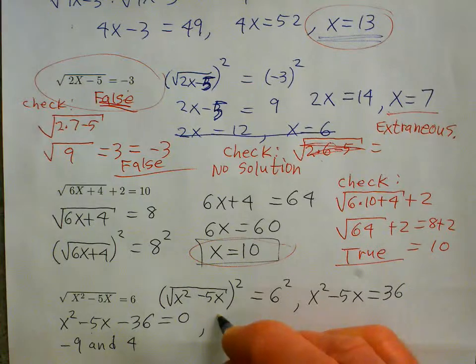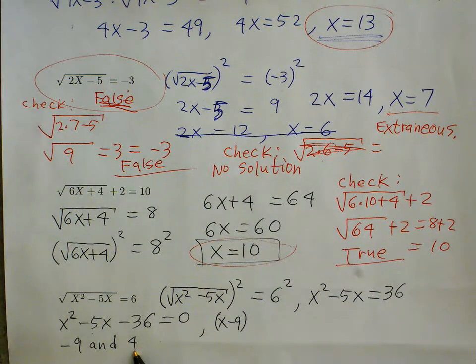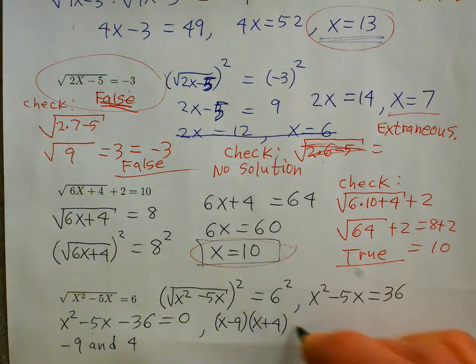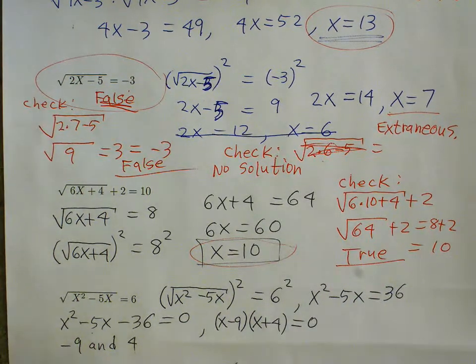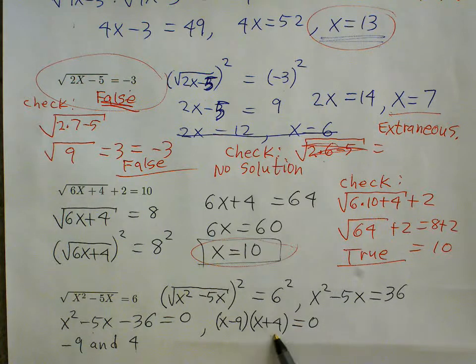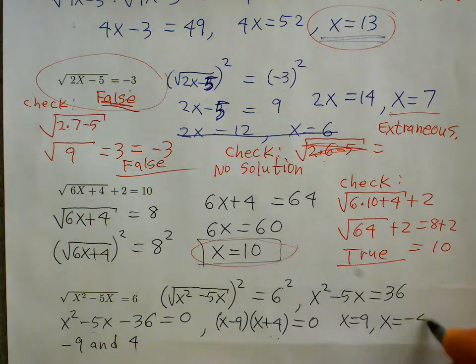So one of the factors is x minus 9. Since positive 4 is the other number, the other factor is x plus 4. And you can verify the factoring by multiplying if you're in doubt that you have the correct factors. But you can tell by looking that we have the right factors. The two solutions to this equation are x equals positive 9 and x equals negative 4.